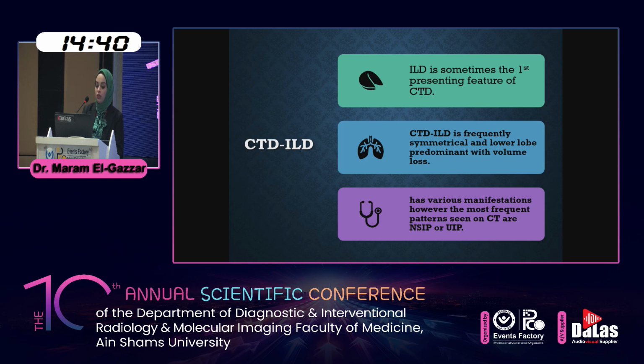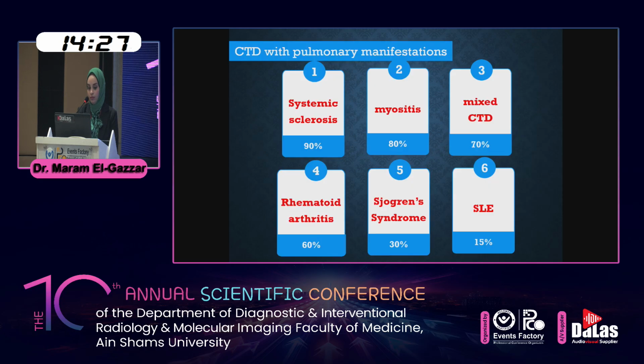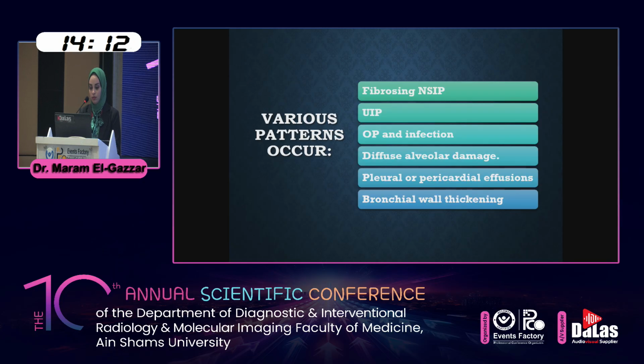So, connective tissue disease interstitial lung disease is frequently symmetrical and lower lobe predominant with volume loss. It has various manifestations. However, the most frequent patterns seen on high-resolution CT are NSIP or UIP. Connective tissue diseases that have pulmonary manifestations include systemic sclerosis, which occurs in 90% of cases, myositis, mixed connective tissue disease, rheumatoid arthritis, Sjogren syndrome, and systemic lupus.